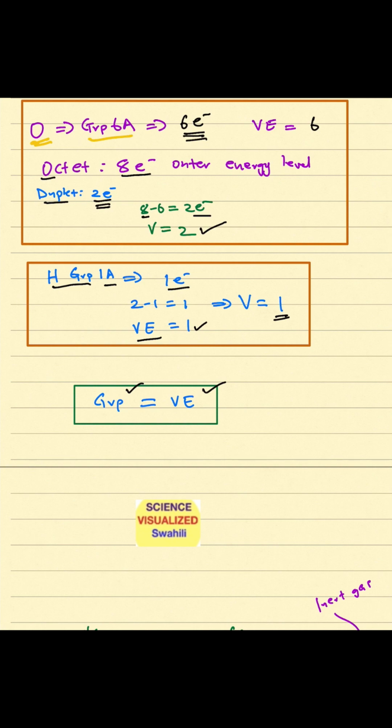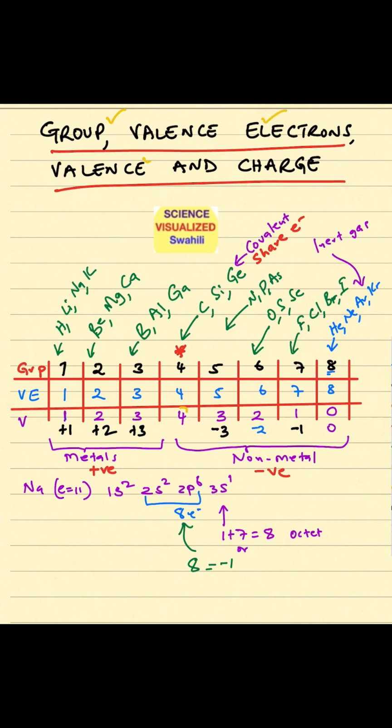Valence electrons, valence and charge. Looking at group number 1, that's hydrogen, lithium, sodium, and potassium, it has a valence electron of 1. That means it has 1 electron on the outer energy level. An example of that will be sodium, which has 11 electrons. If you distribute that, you write the electron configuration for that to be 1s2, 2s2, 2p6, and 3s1. And that accounts for the 11 electrons.